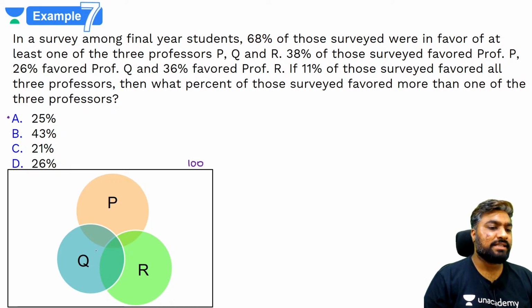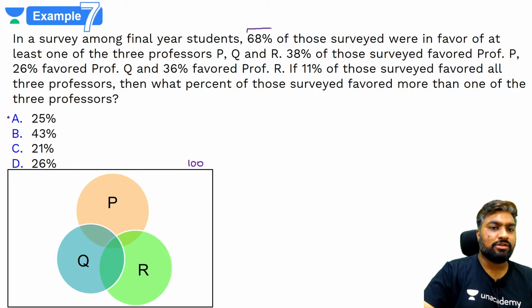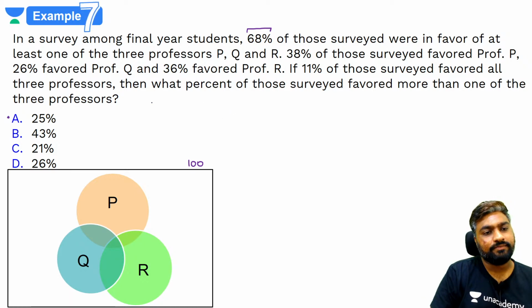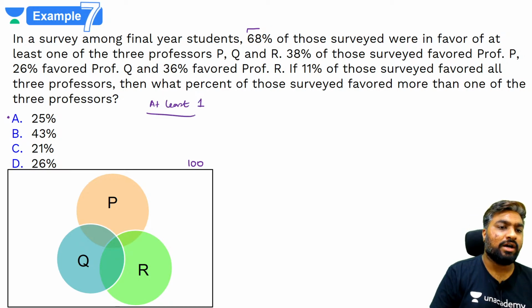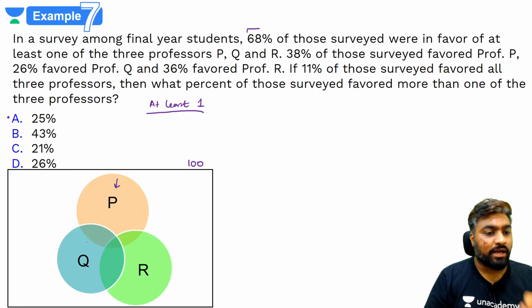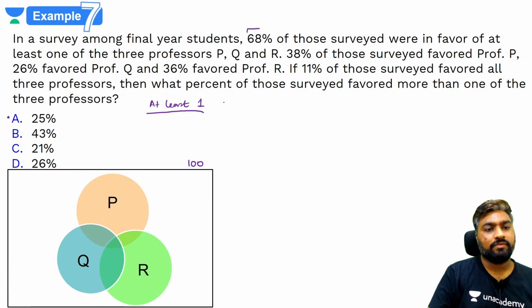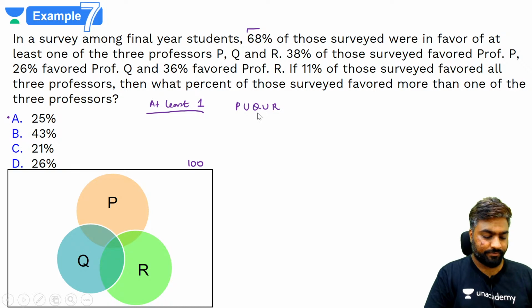Now there are 3 professors, P, Q and R. They're saying 68% of those surveyed, let's say 100% got surveyed, 100 people got surveyed. Out of that 68 people were in favor of at least one of the 3 professors. What do you mean by at least one? This means that they either supported Professor P or supported Q or supported R. Correct? Either one of them, at least one of them. So this is basically P union Q union R. Agreed?